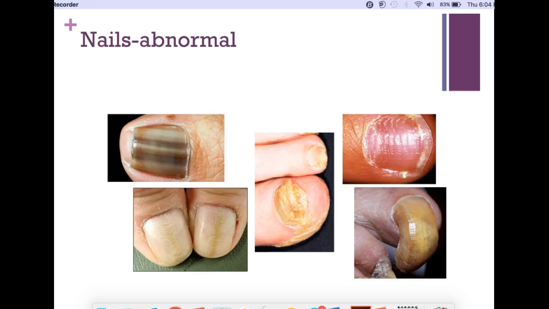So these are just some pictures of some nail abnormalities. Much of this is indicative of nutritional deficiencies. I'm not going to hold you to what specifically they are. But in this one, you can see that there are some ridges, so that's a textural issue. This is indicative of a vitamin deficiency. So these are some things that you might see when you're assessing nails.